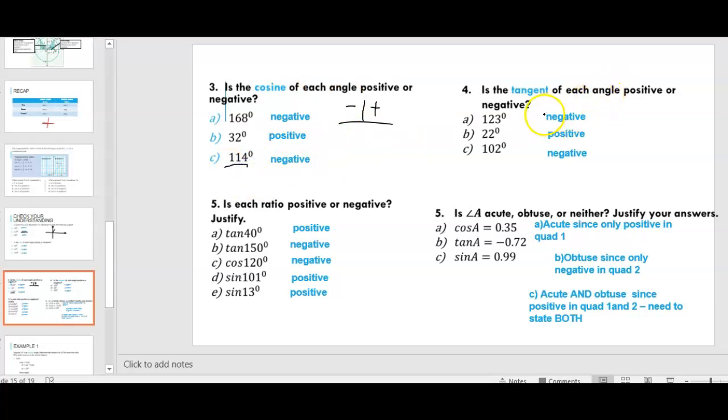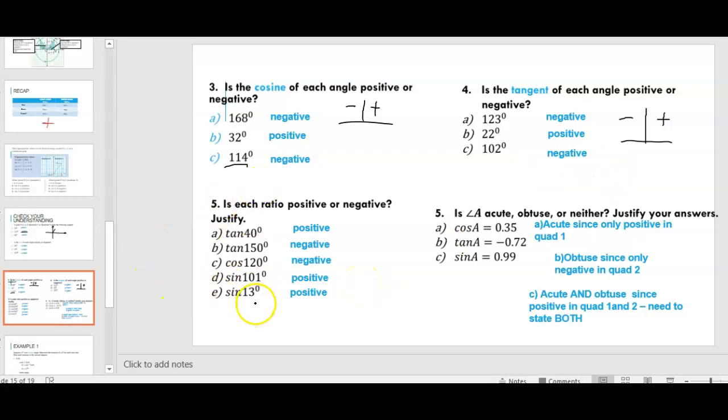Now the same thing for tangent. Tangent again is positive on the first quadrant and negative on the second. So angle 123 is on the second quadrant. Therefore, tangent will be negative. 22 is an acute angle on the first quadrant. Tangent will be positive. 102 is an angle on the second quadrant. Tangent will be negative. All right.